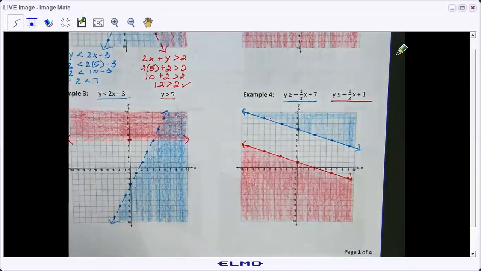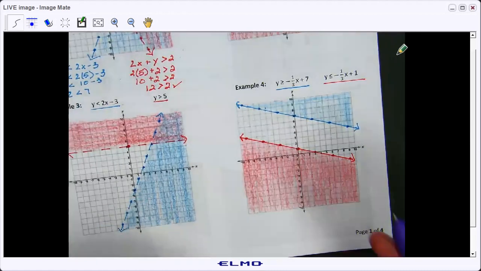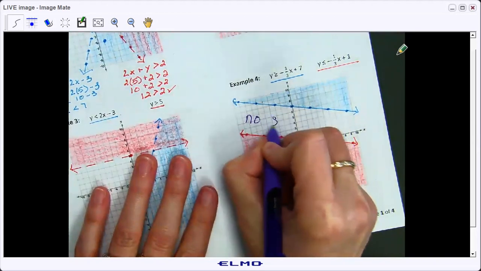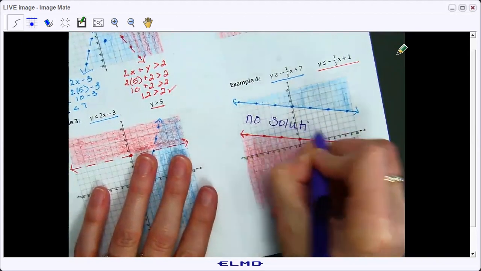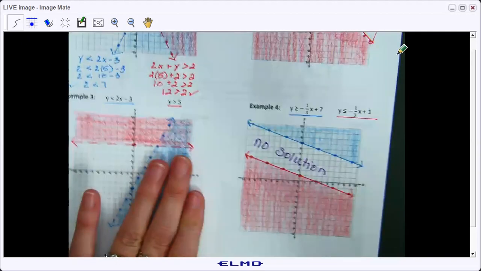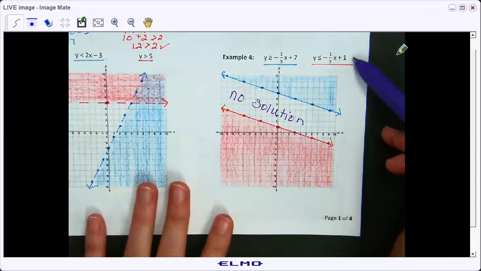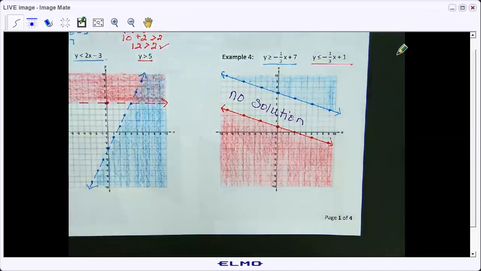Okay, so if you recall back to systems of equations, when you have parallel lines, what's your solution? No solution. For inequalities, it's the same. If their shading does not overlap, there is no solution to the system. Even though there are solutions to the blue equation and solutions to the red equation, since I don't have any that they share, there's no solution. Okay, so that's how that works.